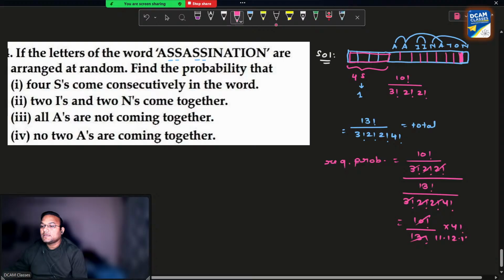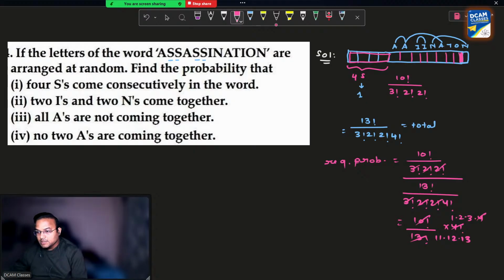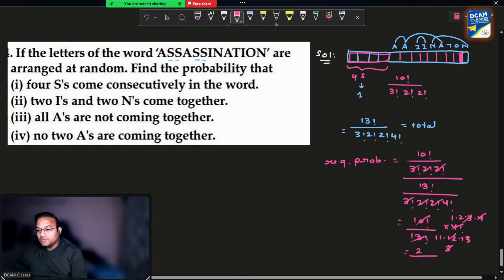11, 12, 13. 1, 2, 3, 4. 3 cancels. 2 by 143. Okay, correct. Very good.